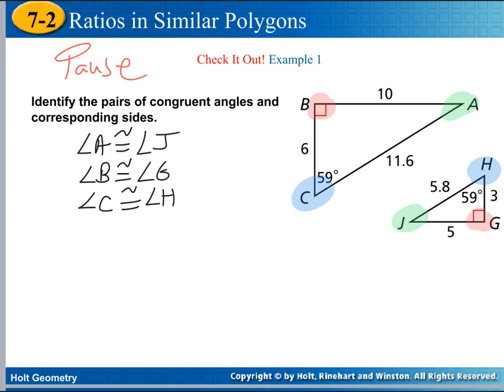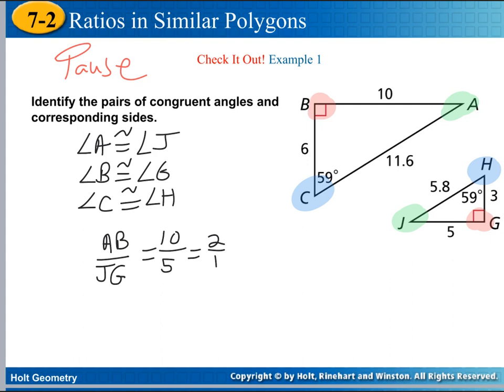So now we're going to identify the corresponding sides, and so I can see between the green and the red angle, AB is going to correspond to JG. So the ratio of AB to JG is going to be 10 over 5. And so it looks like a ratio of 2 to 1 from the big one to the smaller one. The big one appears to be twice as big. So let's see what we get for the other one.